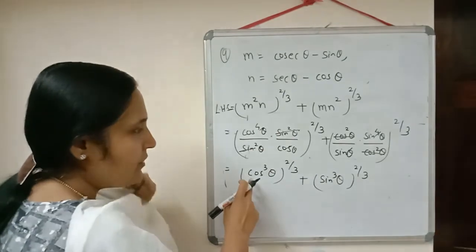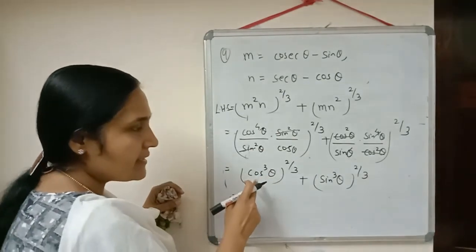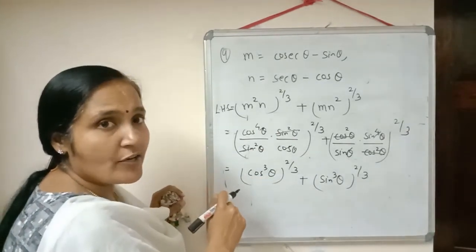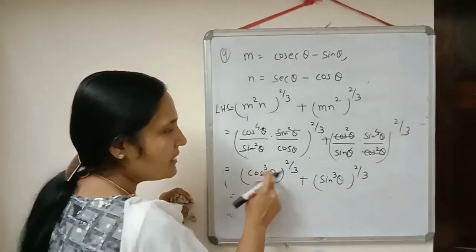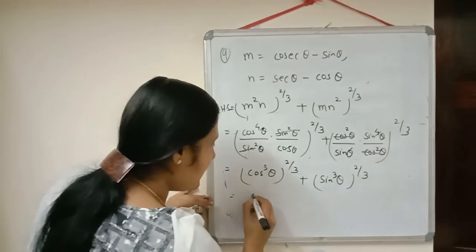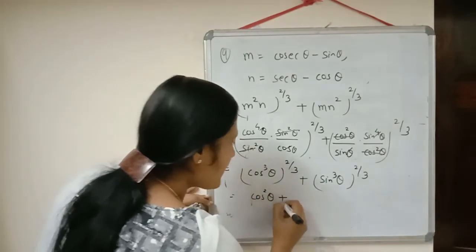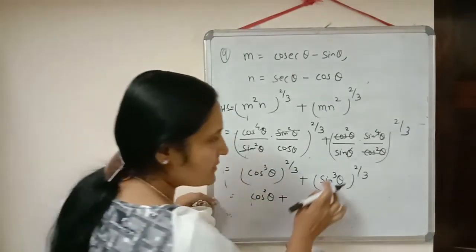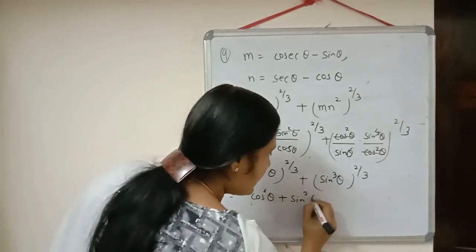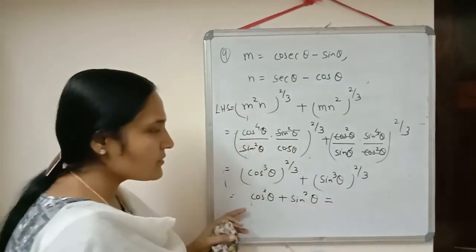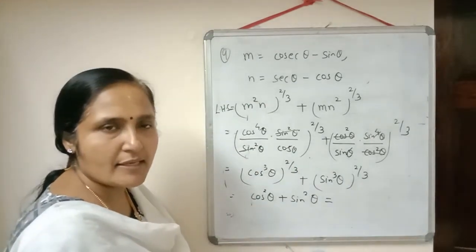As we know, cos cube theta means cos theta the whole cube. So using the identity we can multiply these two powers. So 3 and 3 will get cancelled. Remaining it will be cos square theta. Here also 3 and 3 will get cancelled. Remaining we will get sin square theta. And what is cos square theta plus sin square theta?